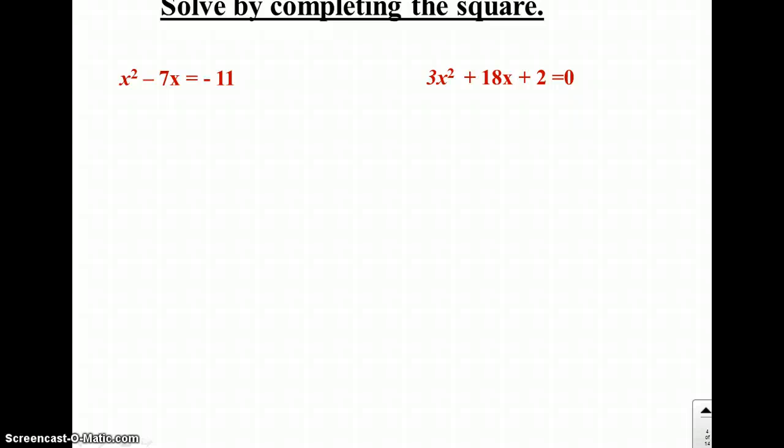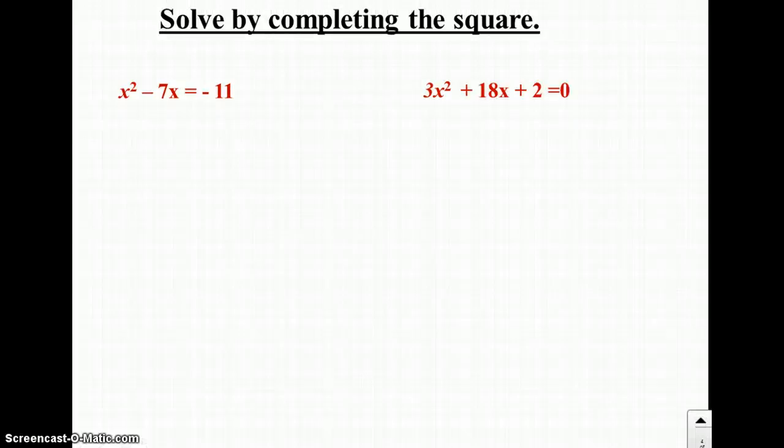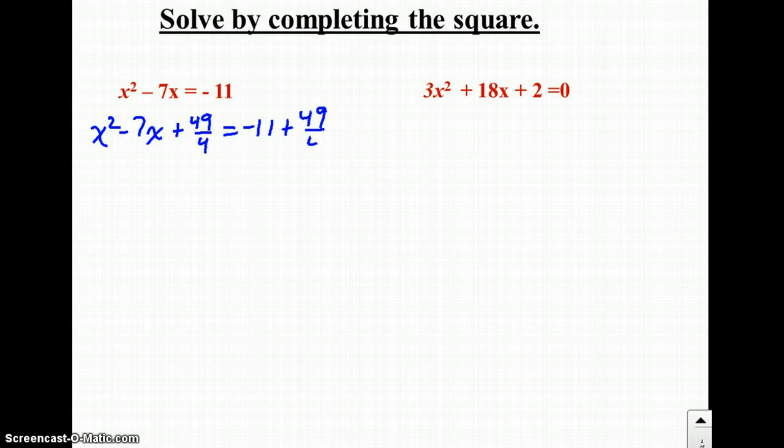Keeping this idea in mind, we're going to solve the following by completing the square. To complete this square, we want to make the left side into a perfect square trinomial. So exactly what we just did last slide, we take half of negative 7, which is negative 7 halves, and we square it. So we add 49 over 4, and whatever we do to one side of the equation, we must do to the other side. So we're going to add 49 over 4 to both sides of this equation.